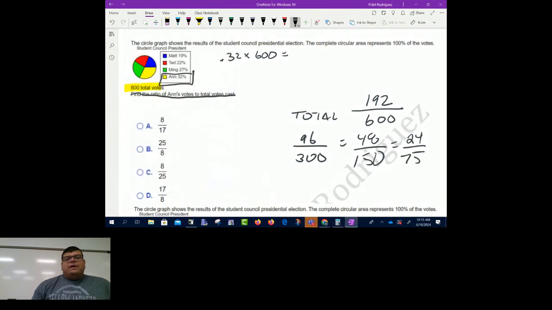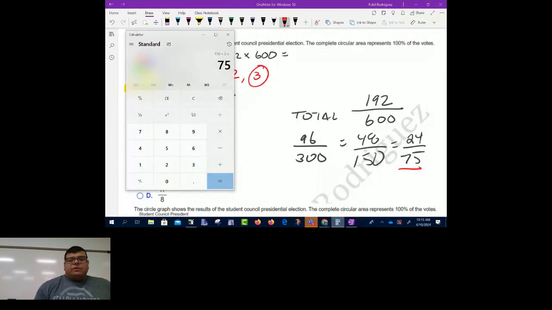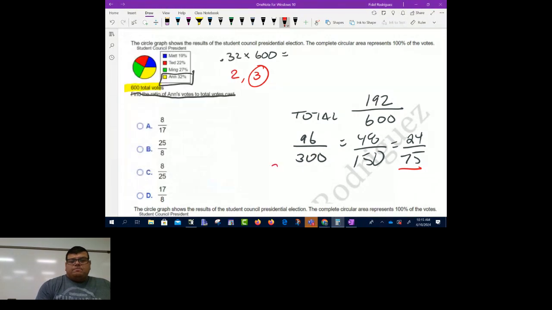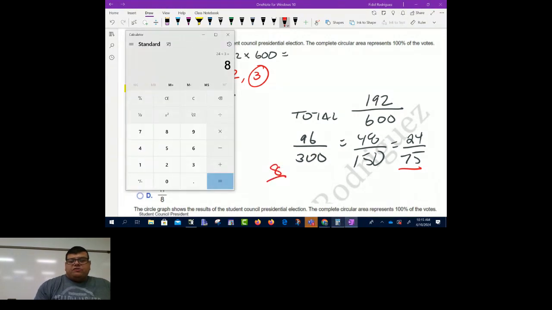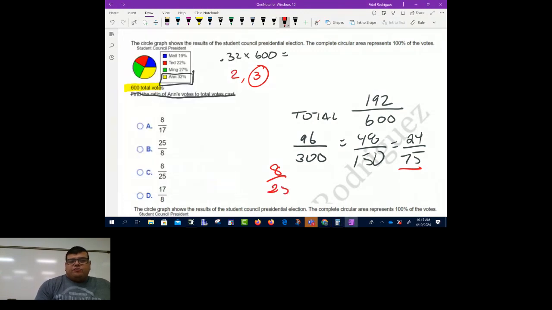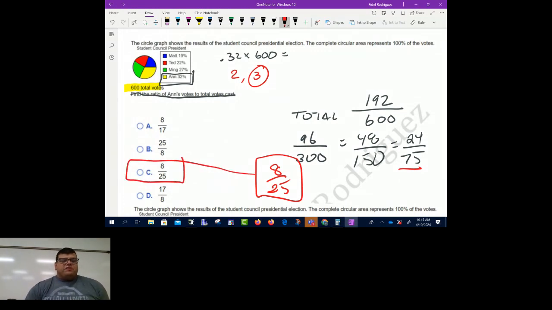Okay? Now, notice, y'all, I can't divide by 2 again, okay? And the reason I can't divide by 2, that's not an even number, right? So, y'all, if I can't divide by 2, the next number I'm going to try is 3. So, look, let's see. What's 24 divided by 3? Boom, that's 8. What's 75 divided by 3? That's 25. So I'm coming up with 8 over 25. There we go, y'all. There's my answer, part C. Okay.